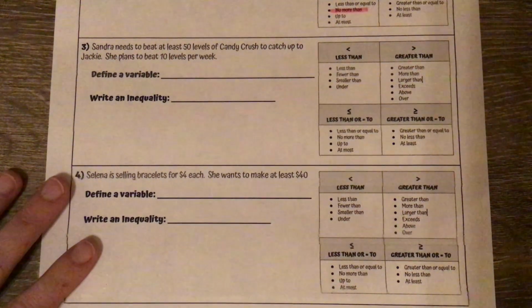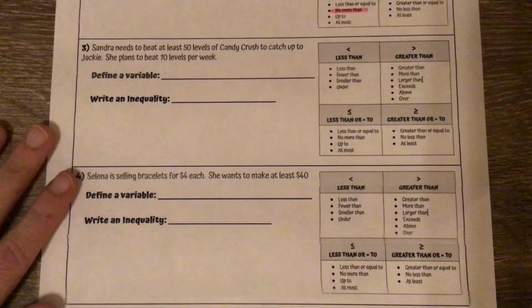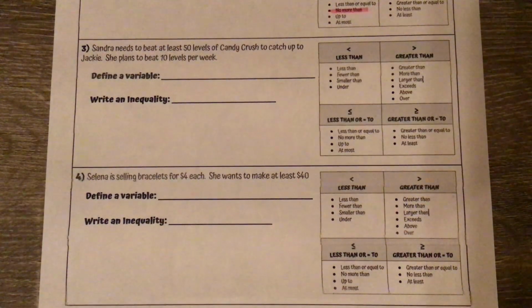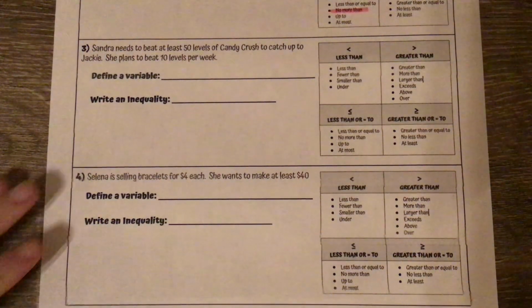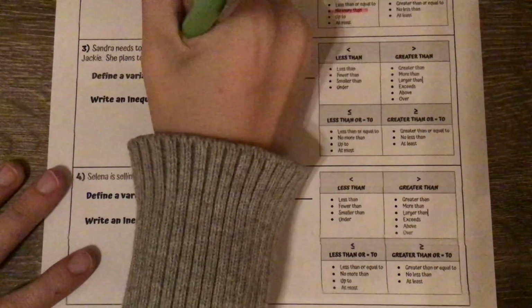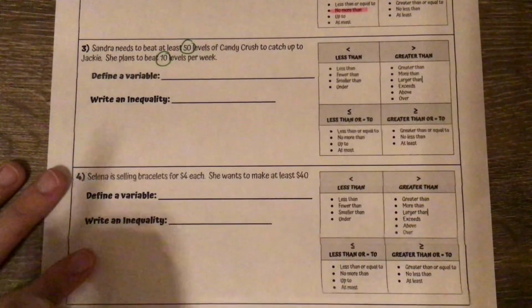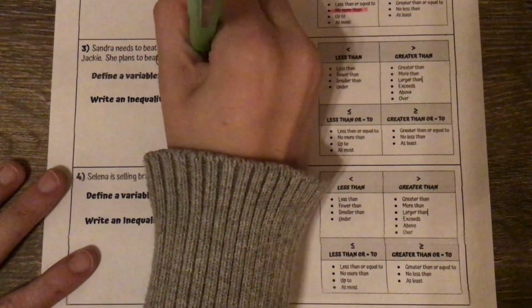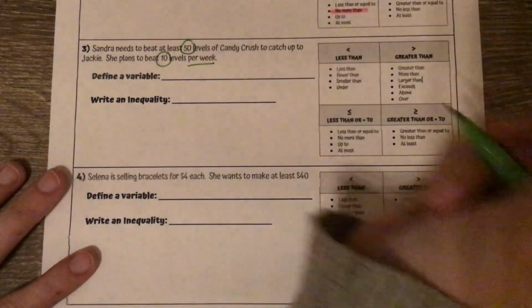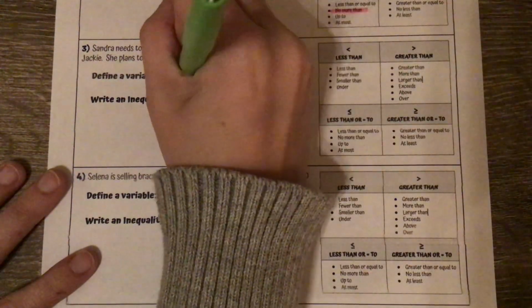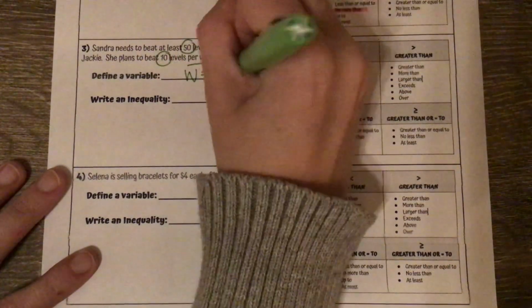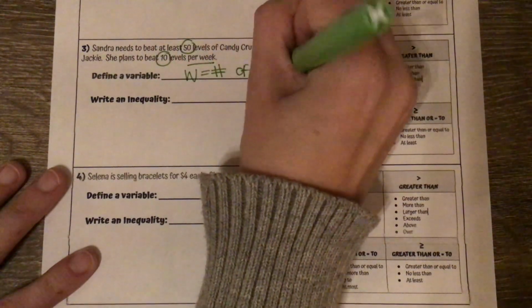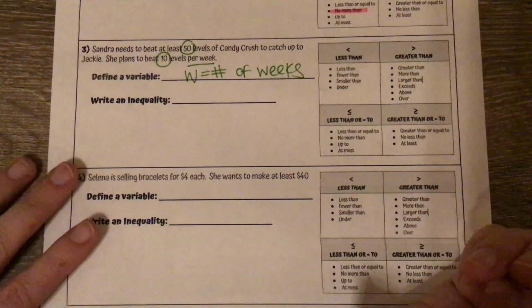Number 3, Sandra needs to beat at least 50 levels of Candy Crush to catch up to Jackie. She plans to beat 10 levels per week. So 50 and 10 are my numbers. We don't know how many weeks. So W equals number of weeks. And then some keywords.